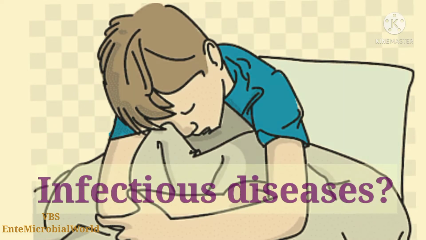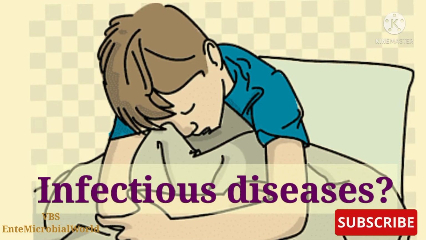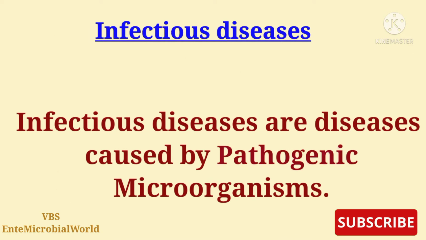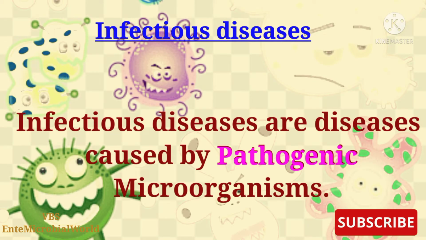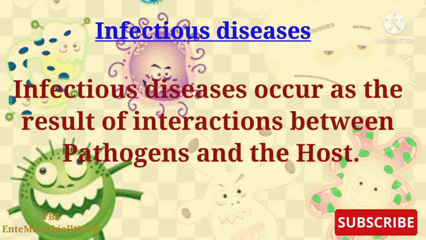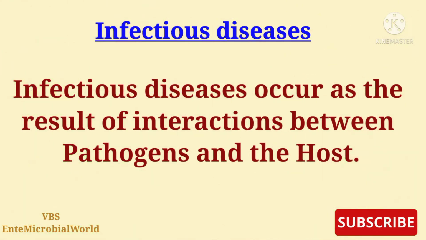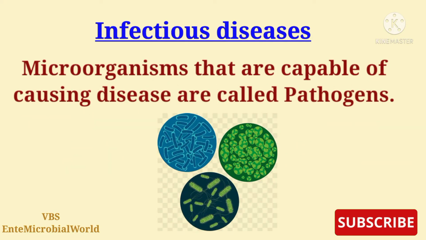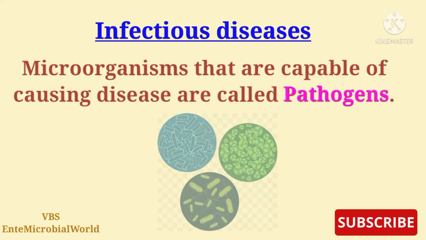Next, we are going to see what is an infectious disease. Infectious diseases are diseases caused by pathogenic microorganisms. Infectious diseases occur as the result of interactions between pathogens and the host. Microorganisms that are capable of causing disease are called pathogens.